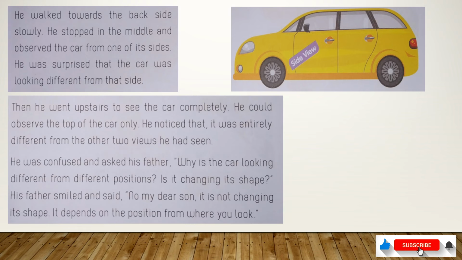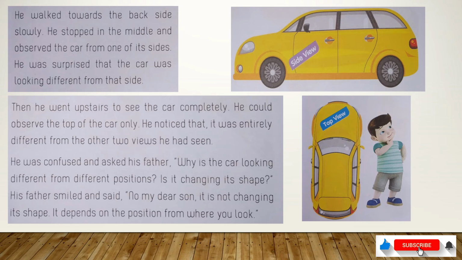What happened next? He went upstairs to see the car completely. From upstairs he looked down at the car, and now he observed the car looks entirely different. Now he got confused. Why is this same car looking different? Then he asked his father, is it changing its shape?